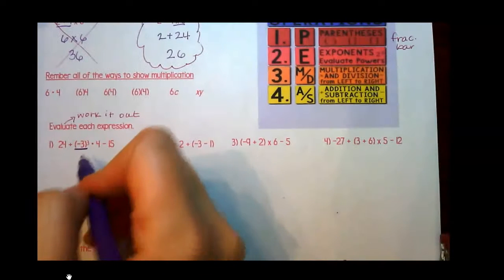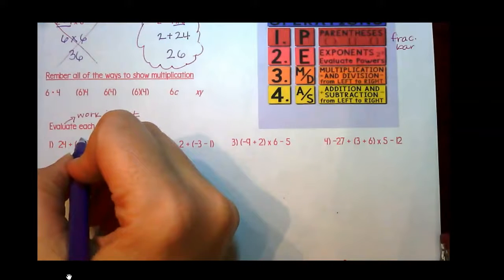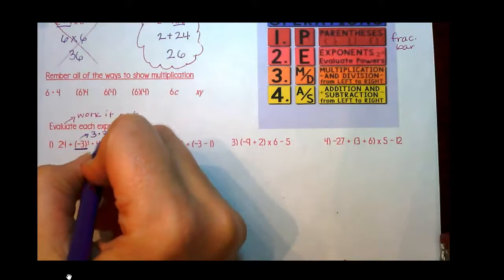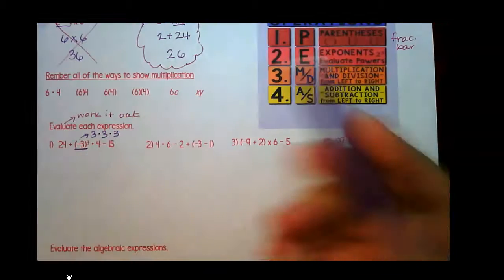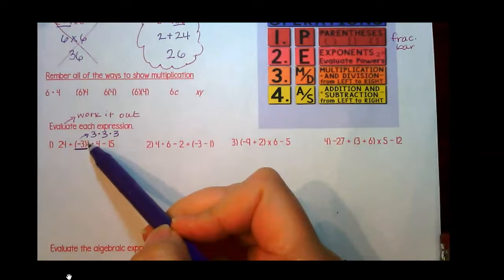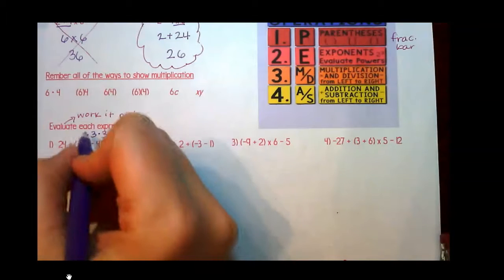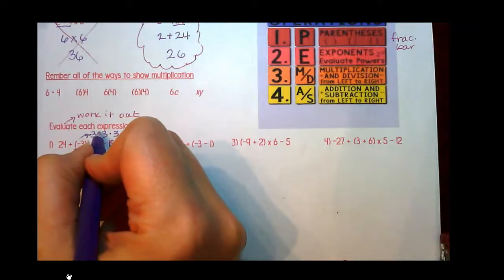All right. So here we go, 3 cubed. Well, that means 3 times 3 times 3. Remember with exponents, this does not say multiply those two numbers. This says how many of the base number to multiply by itself. And in this case, they are negative.